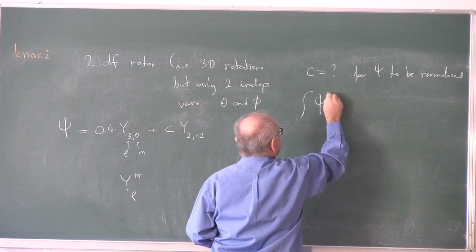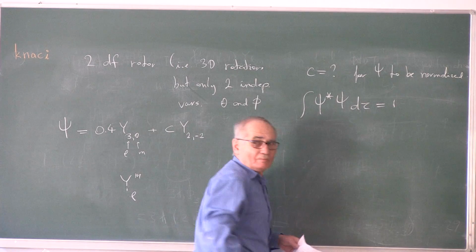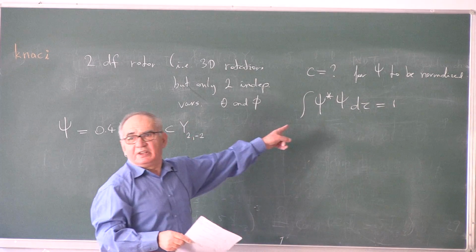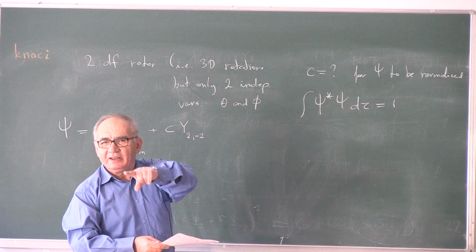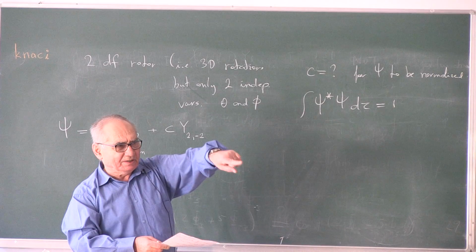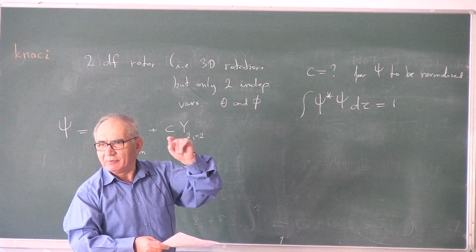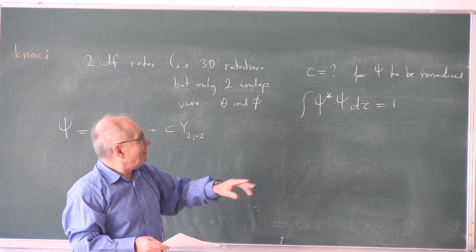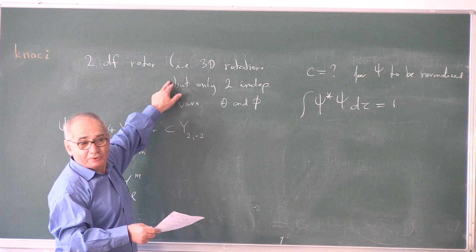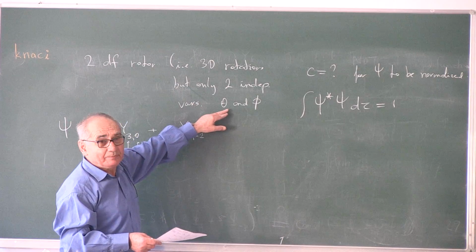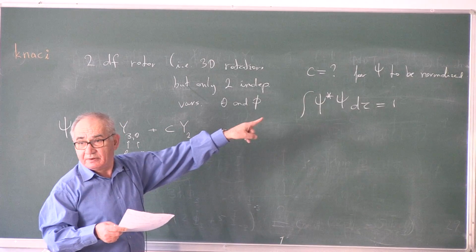General normalization condition. Number of integrations is equal to the number of independent variables. In our previous problem, it was a 1 degree of freedom rotor. There was only one variable. What was it? Phi variable. But this is a 2 degree of freedom rotor. It has how many variables? 2 variables. So this is a double integral.